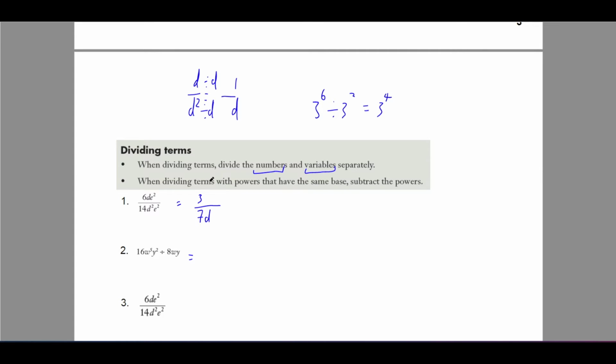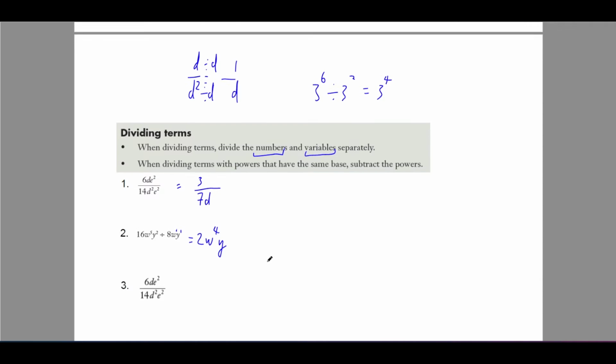So then you just divide the numbers and variables separately. What's 16 divided by 8? Gives you 2. What's w to the 5 divided by w? Well, what's 5 take away 1? Remember, w is just w to the 1. So then you have w to the 4. What's y squared divided by y? That would just be y, right? Because that's the same as y squared divided by y to the 1. And 2 take away 1 gives you 1. So that's your answer.